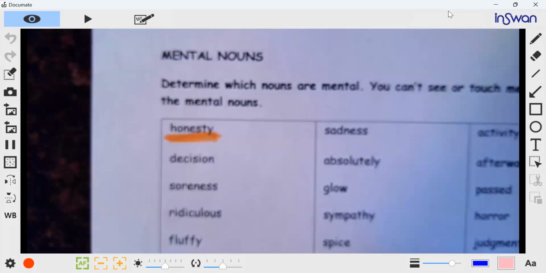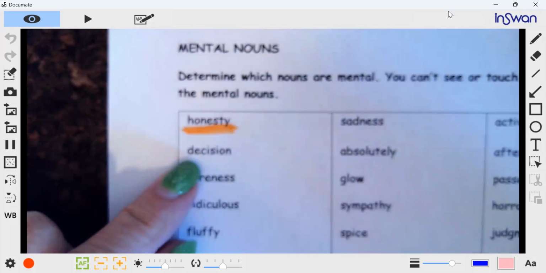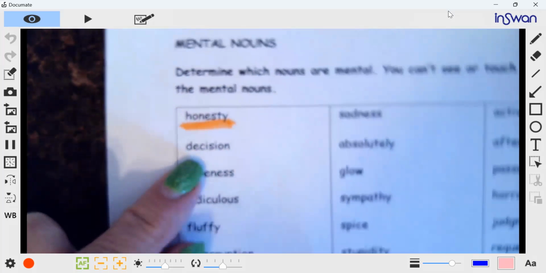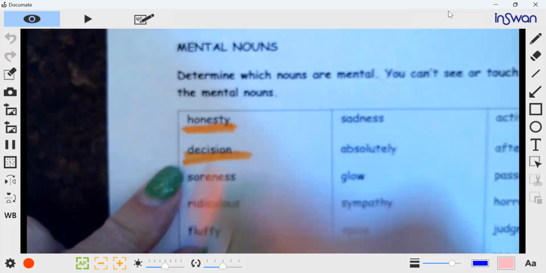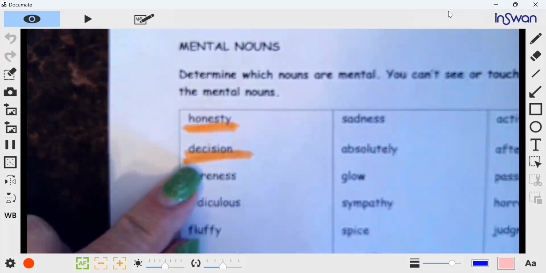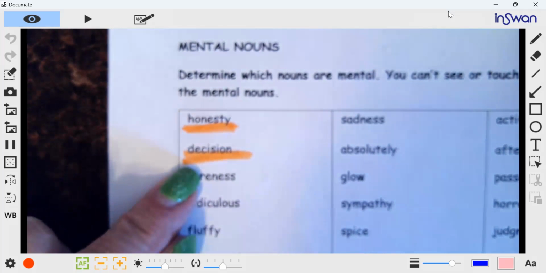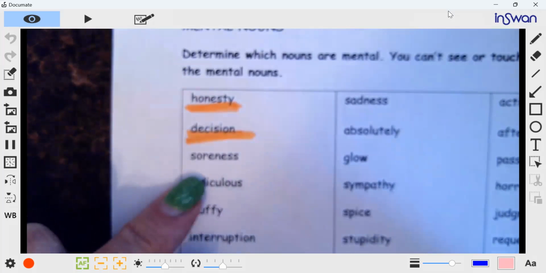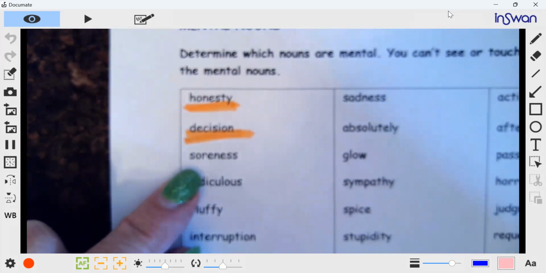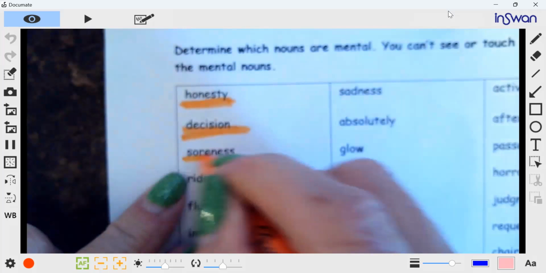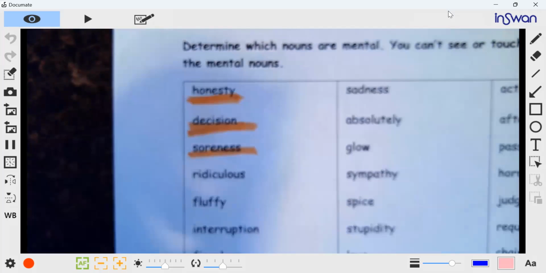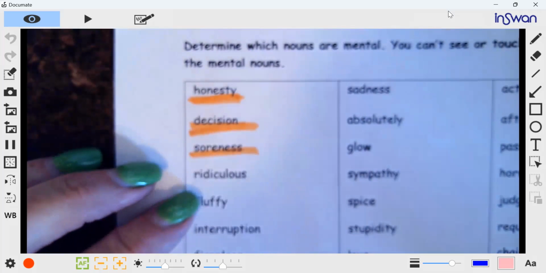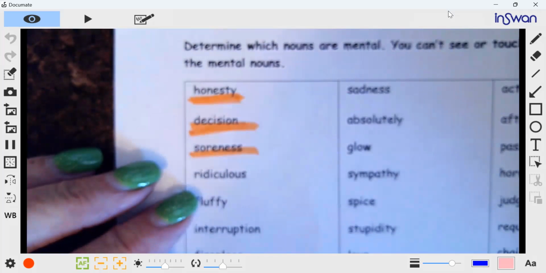So then we have the word decision. And you can use it in a sentence. Decisions that are made too quick are not good decisions sometimes. So it's a mental noun. It's concrete. It's the beginning of the sentence, but it is in your head. Soreness. Often when a word ends in ness, it becomes a noun. So we have soreness. Now we have ridiculous. That's not in your head. That's actually an adjective. It describes something, so we're not going to touch it.